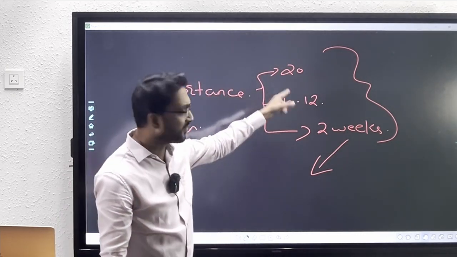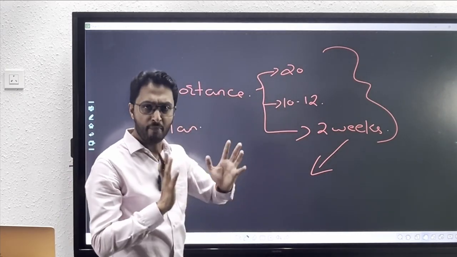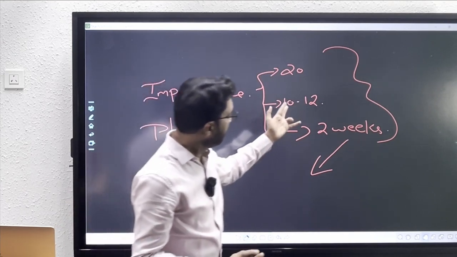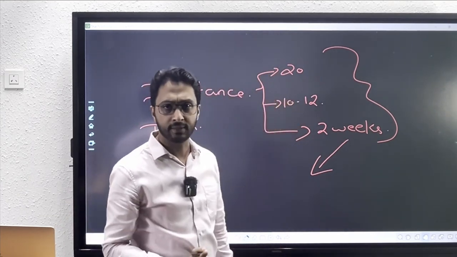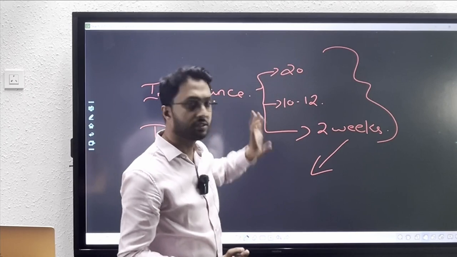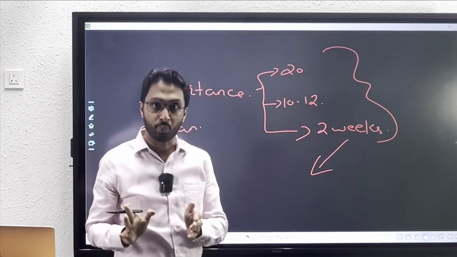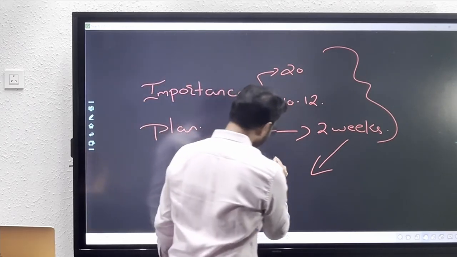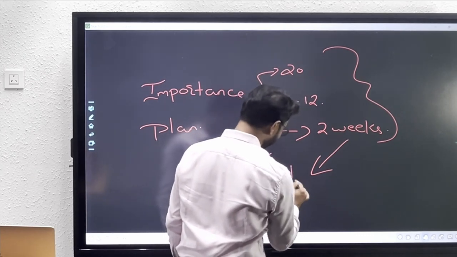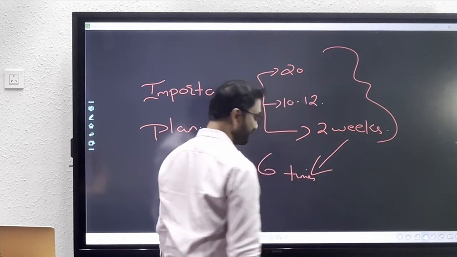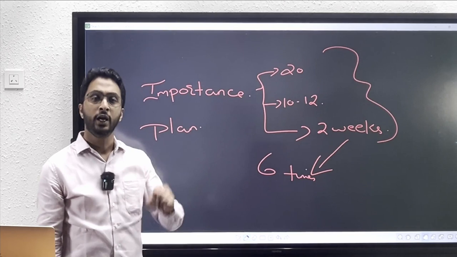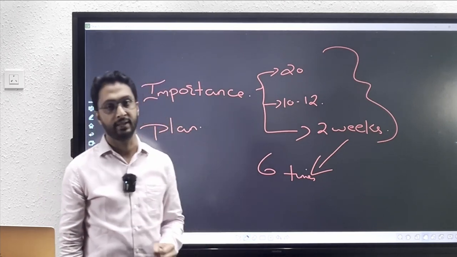If you just calculate, 10 months, 20 subjects, it's 2 weeks per subject, but that means one coverage. No, actually, you have to cover it 6 times, including your revisions. That's the key. Now, for that, you require guidance.